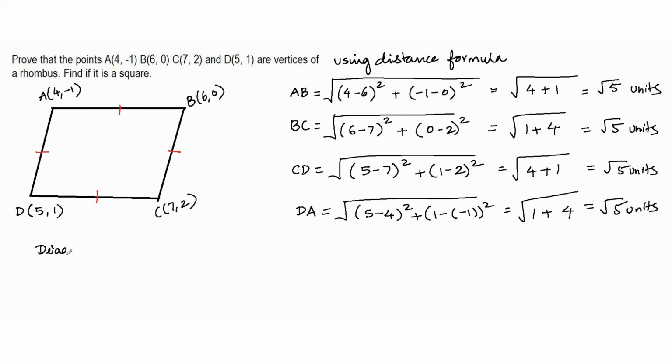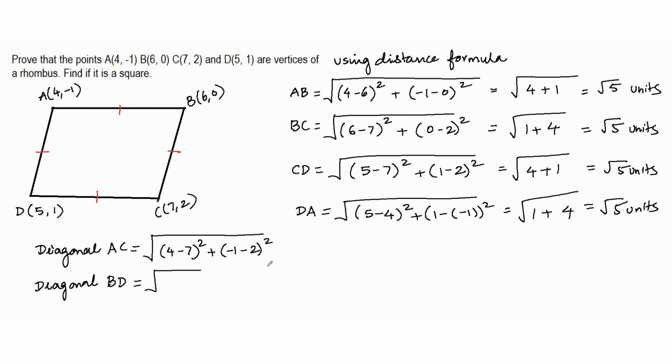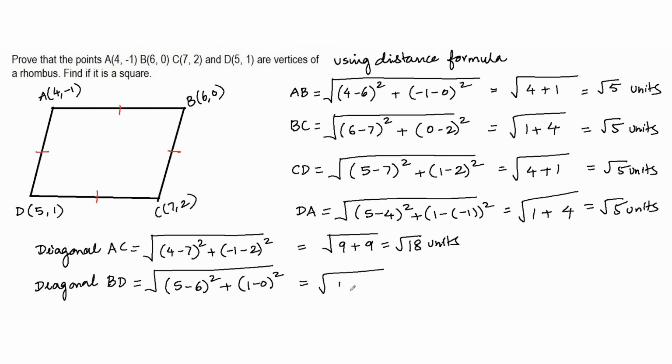So diagonal AC, let's find the length of diagonal AC. That's going to be under root of (4 minus 7) the whole square plus (negative 1 minus 2) the whole square. When I'm finding the length of the diagonal AC, I'm taking the coordinates of A and C. And similarly, diagonal BD is going to be under root of (5 minus 6) the whole square plus (1 minus 0) the whole square. So AC is going to be under root of negative 3 square is 9 plus negative 3 square is 9, and that's root 18 units. Whereas for BD, negative 1 square is 1 and positive 1 square is also 1, so this is root 2 units.